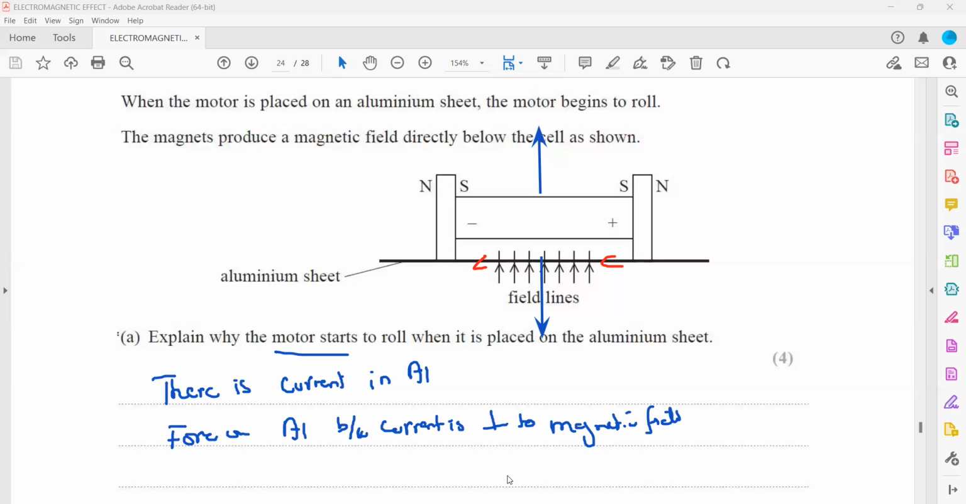So there will be an equal and opposite force on the motor from the aluminum, and on the motor the forces will be unbalanced. When the forces are unbalanced, the object will move or rotate. So the forces are unbalanced. That's why this motor will start to rotate.